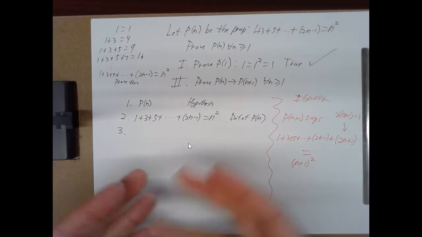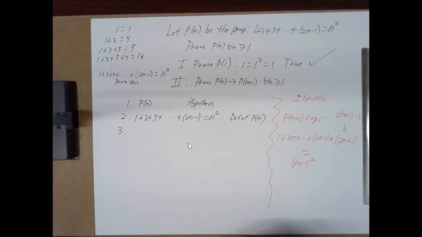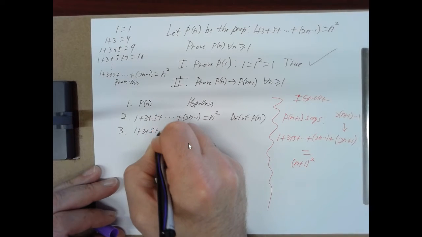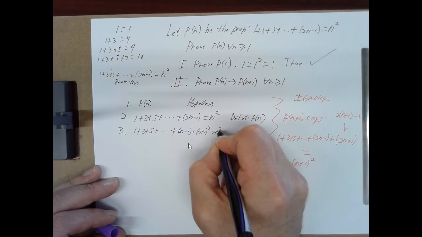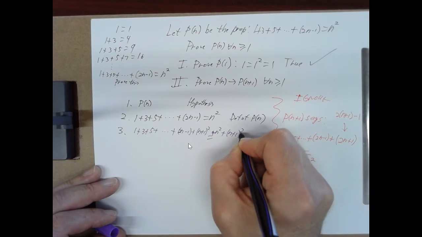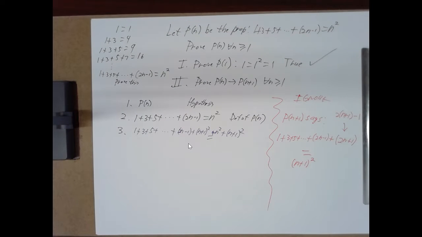So what can we do to make some part of this look like some part of this? I can add an n plus 1 squared to both sides. And I get that. But I'm not sure where we would go from there. What do you want to substitute? No. Because we're assuming that for some particular n, P of n is true.